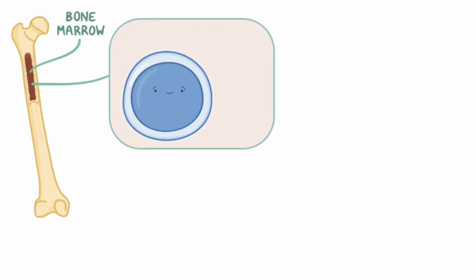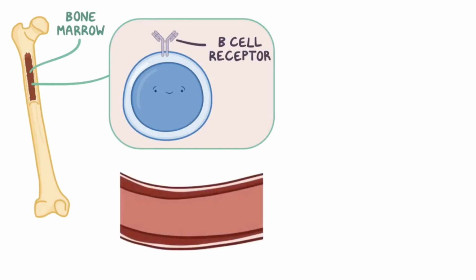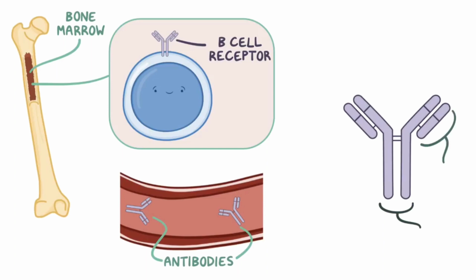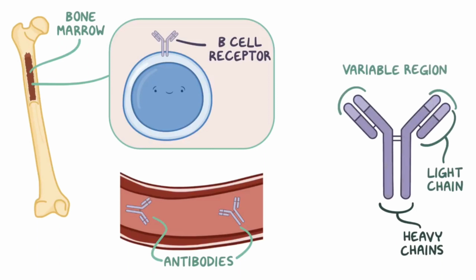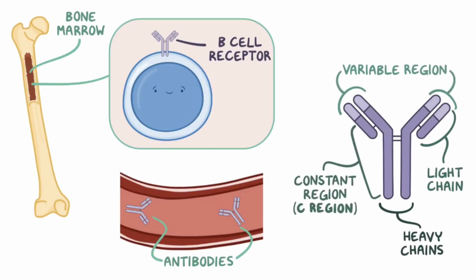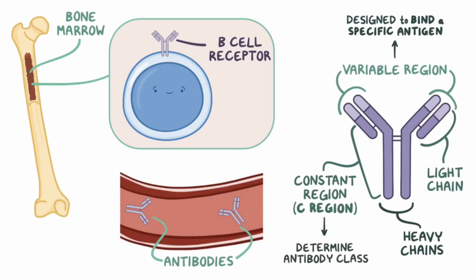Now, B cells make antibodies, and normally B cells are born in the bone marrow, which is the spongy tissue inside some bones of the body. This is where they develop their B cell receptors on their surface, which eventually can get released. And when they're freely floating in the blood, they're called antibodies. Antibodies are Y-shaped protein molecules, formed by 2 heavy and 2 light chains, each of which has a variable region at one end and a constant region at the other end. Variable regions are unique to each B cell, and they're designed to bind to a very specific antigen, whereas constant regions determine the antibody class.